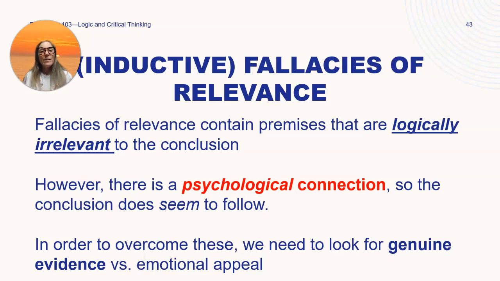We're going to start with fallacies of relevance. Relevance means something that's related to, correlates with. A fallacy of relevance means you're making an error and you're not making the correct connection. So they have premises that are logically irrelevant to a conclusion. But they often work in convincing people of certain claims because they're psychologically convincing. In other words, there's emotional appeal. And you guys will see what I mean.